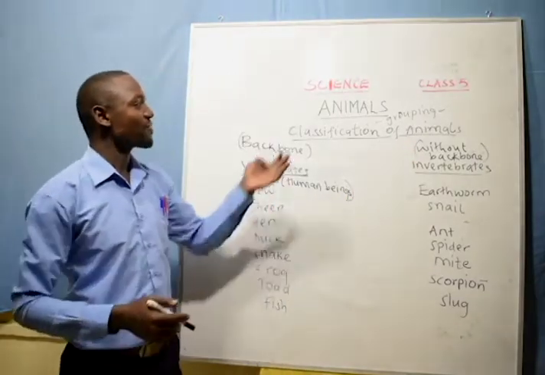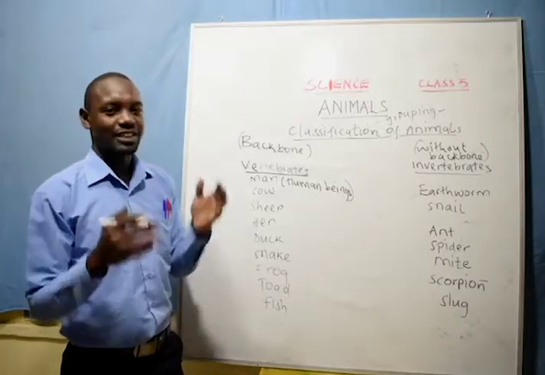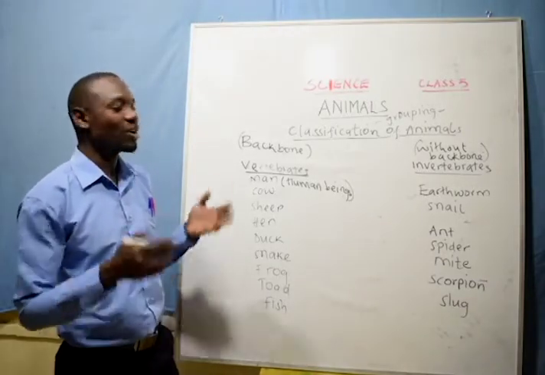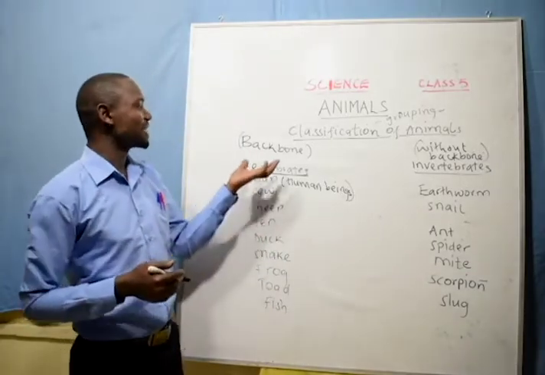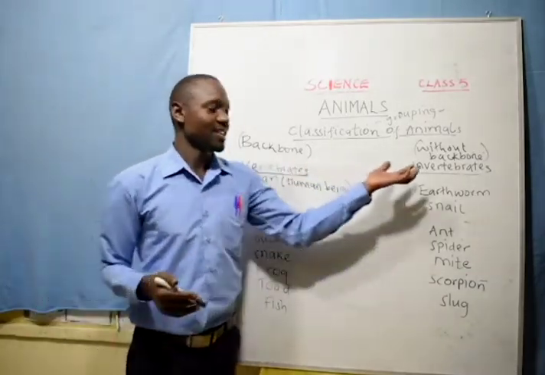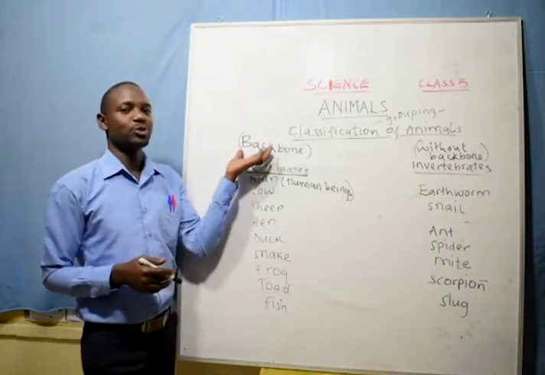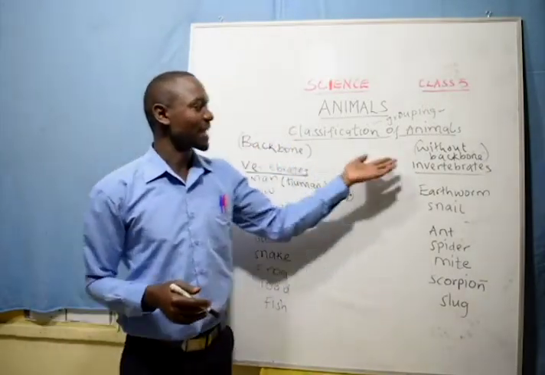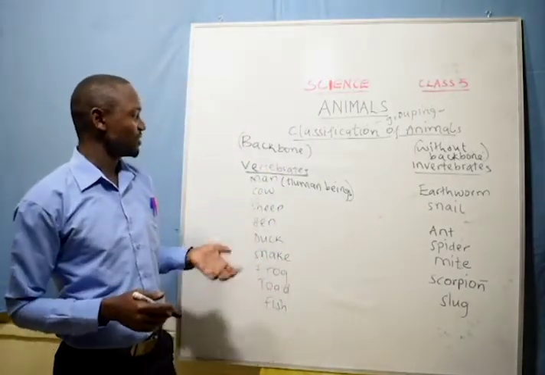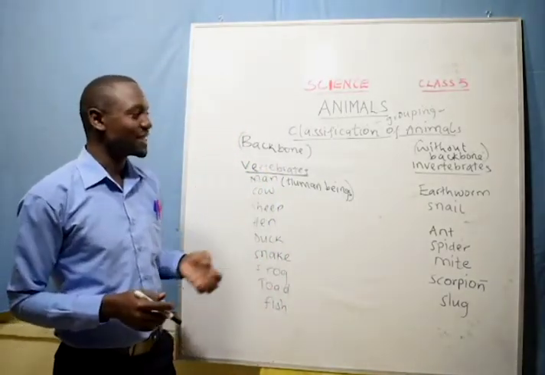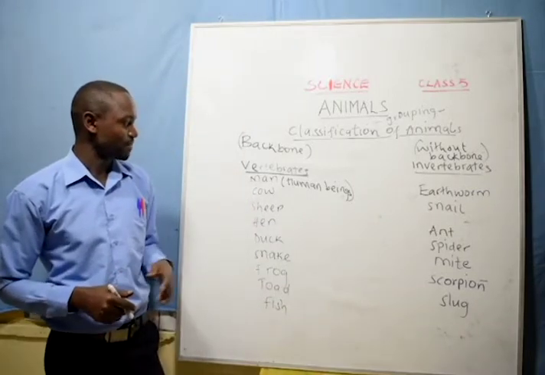So today we have classified animals into two main groups, not wild and domestic. No, we have classified them into vertebrates and invertebrates. Vertebrates are animals with backbone. Invertebrates are animals without backbone. So I want us to sing a song on vertebrates and invertebrates. The song goes like this.